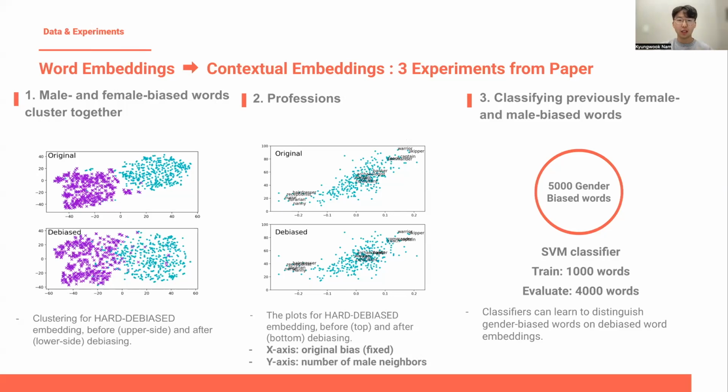First, the paper selected the top 500 male and female biased words by doing projection on the he-she vector, and showed they can be clustered even after debiasing. Next, in the neighborhood experiment, they showed male and female biased words have more of those gender biased neighbor words, regardless of debiasing. And in the classification experiment, gender biased words were trained by SVM, and high accuracy to distinguish them on debiased word embeddings was obtained.